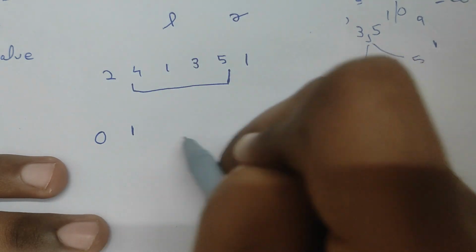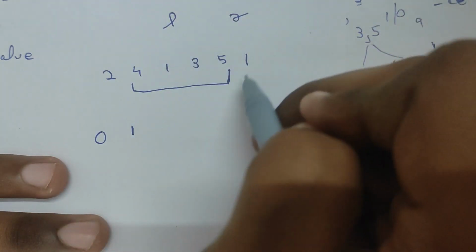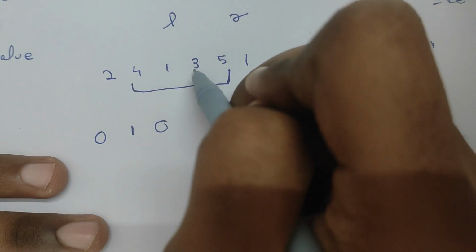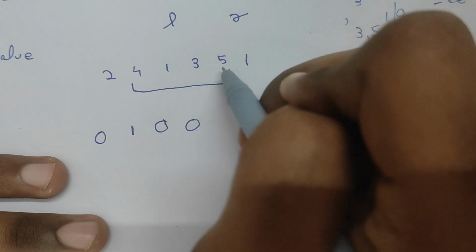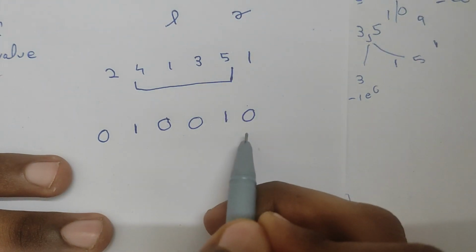When I am creating the second array, I am considering the entire original array. So this is a peak, so I am giving 1. This is not a peak, I am giving 0. This is not a peak, I am giving 0. This is a peak, I am giving 1. This is not a peak, I am giving 0. So I created a new array like this.